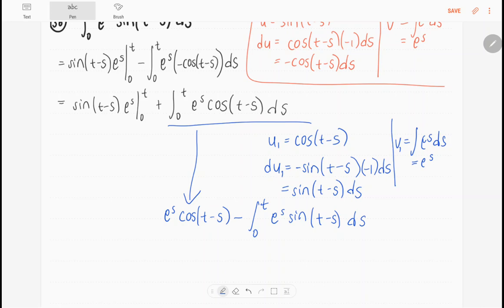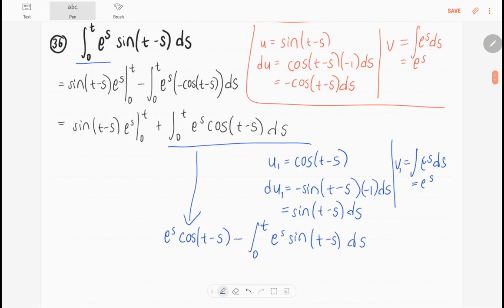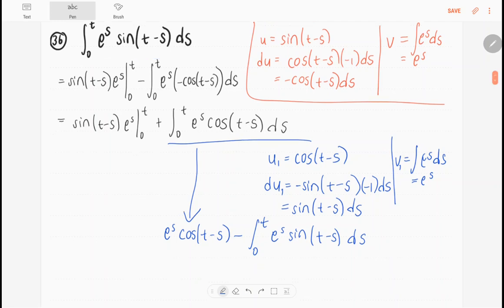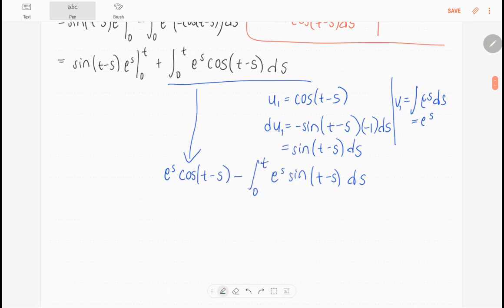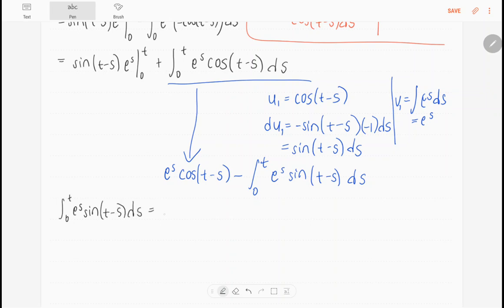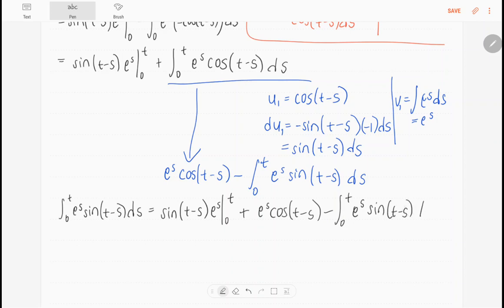Right. So let's write out the entire equation of what we have now. I'm going to start with this on the left-hand side, and write what it's equal to on the right-hand side, everything that we have right now. So we started with the integral from 0 to t of e to the s sin of t minus s ds. And then we worked out our first term, sin of t minus s multiplied by e to the s, between 0 and t. And then we worked out our second integral, the one underlined in blue, and this is what we get. So I'm going to fill in those values: plus e to the s cos of t minus s, minus the integral from 0 to t of e to the s sin of t minus s ds.